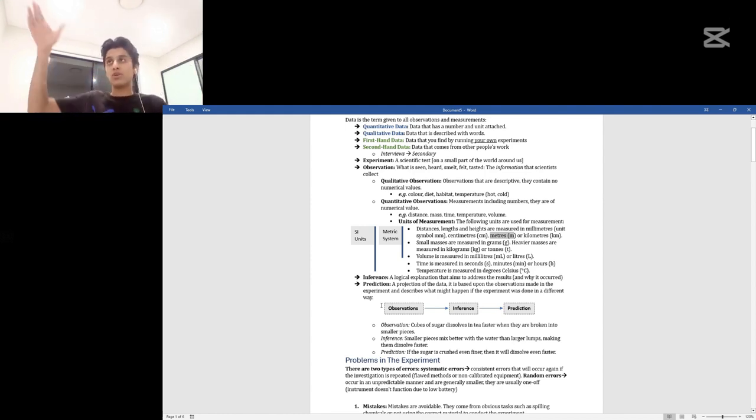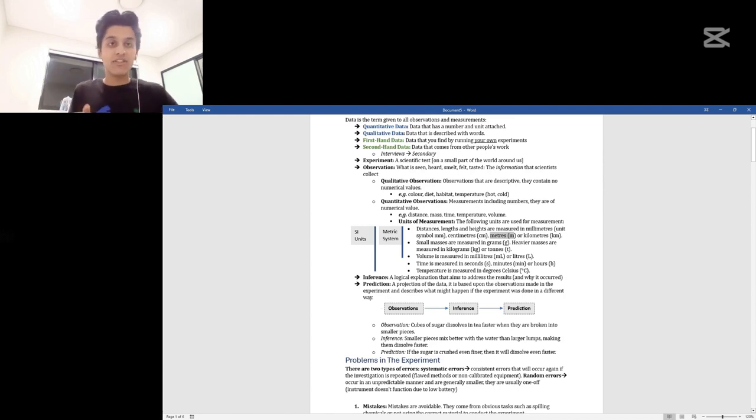So your observation, let's run through this again. Your observation is what you write down, what you blindly see, feel, or all the five senses, and you write down. So the ball fell down. Your inference is a logical explanation. The ball fell down because it has mass and is attracted to the earth due to gravity. There you go, that's your inference.